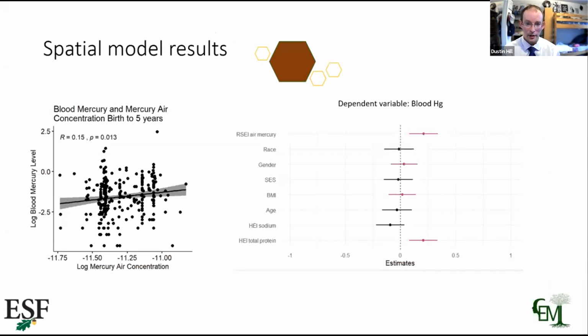So incorporating the spatial component to the model did carry over, and we did find correlation between air mercury RISI concentrations and blood mercury levels. The correlation was positive and significant, even when including our covariates for other pathways, including diet. So the other main predictor you'll see in this figure is total protein in the diet, which is positively correlated with blood mercury detection in our participants.